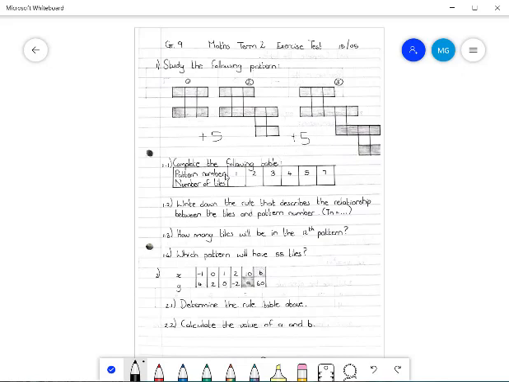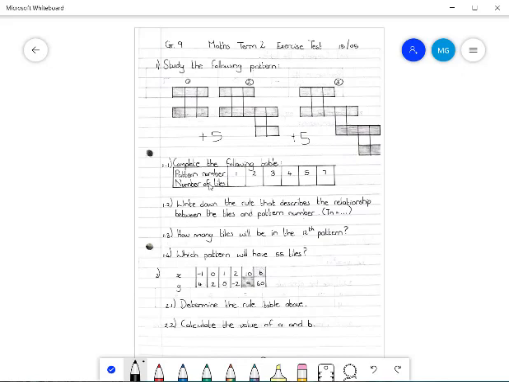Now they say 1.1, complete the following table. There you have the pattern numbers 1, 2, 3, 4, 5, and then look carefully. They skip 6 and go right to 7. So you need to have a look at these numbers carefully, otherwise you'll make mistakes if you assume that that is 6 and in the meanwhile it's 7.